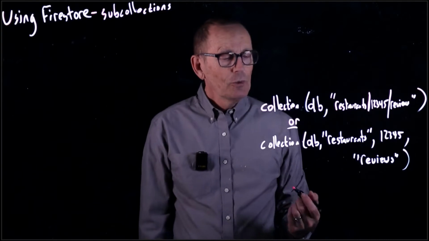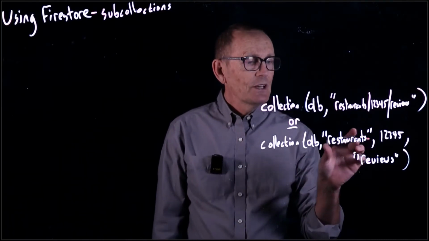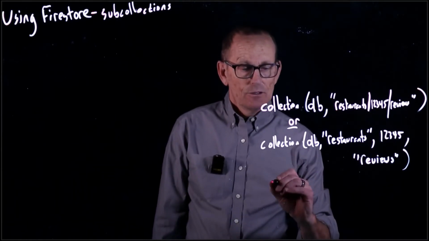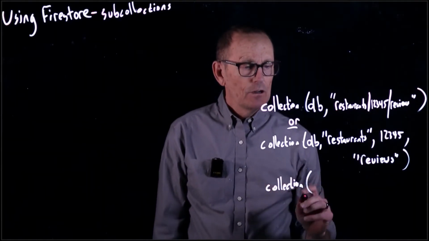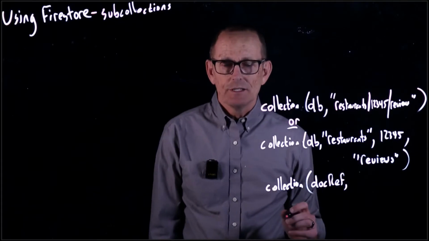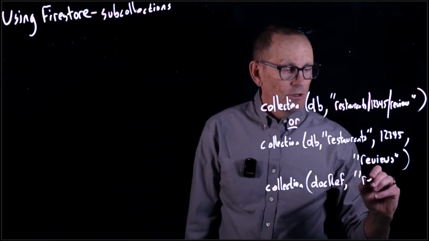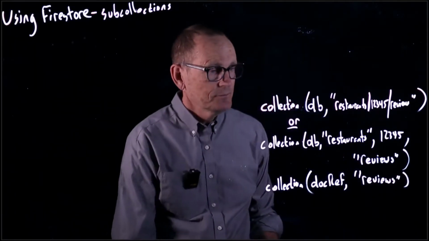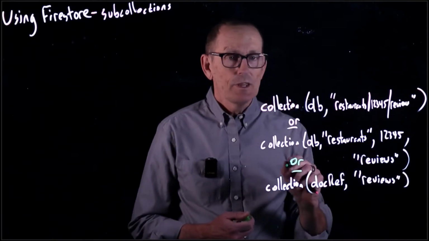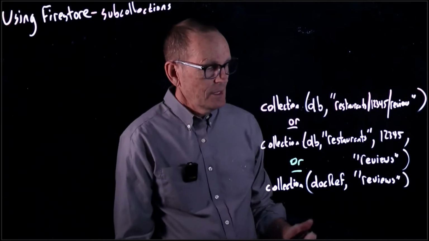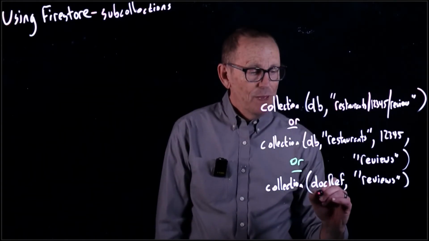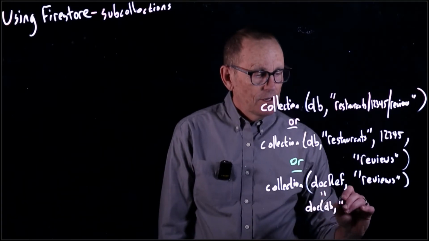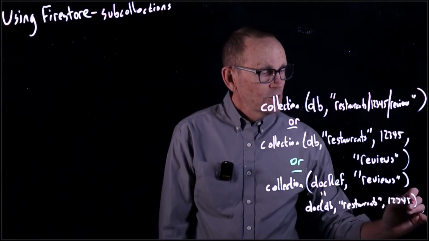Or we could, assuming that we had this 12345 restaurant, say collection of document reference, and then we could just ask for the reviews subcollection. We can do this, or this, or this. This document reference might have been something as simple as doc of db, comma restaurants, comma 12345.